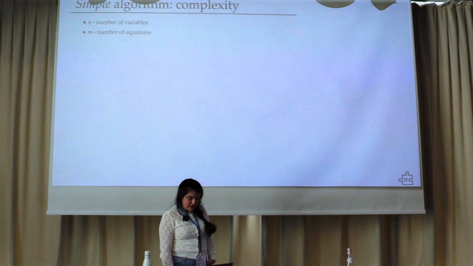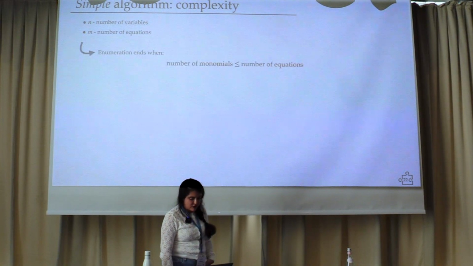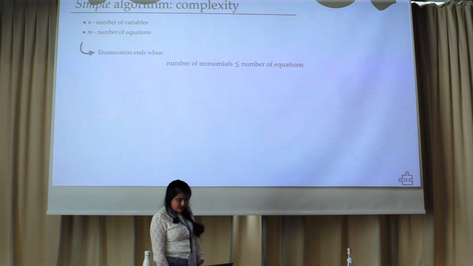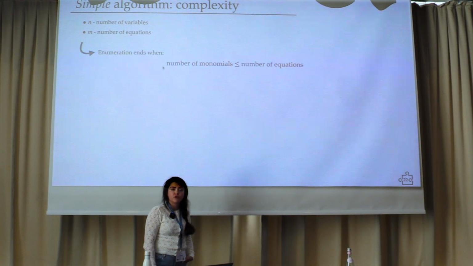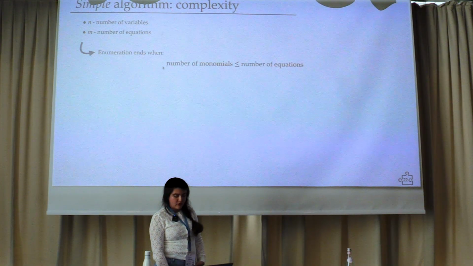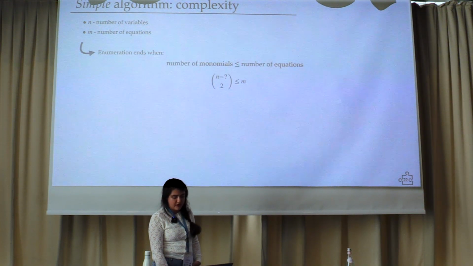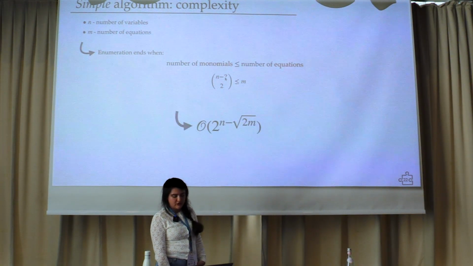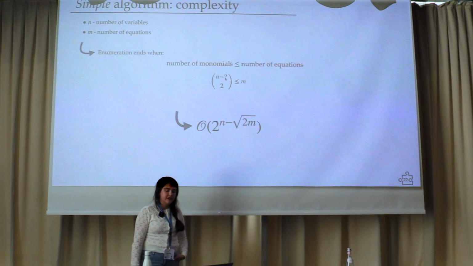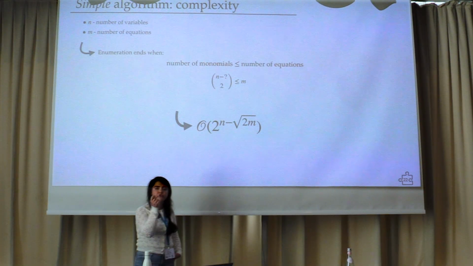So for everything else, finding the complexity of solving is going to be different. So what is the complexity here? If n is my number of variables and m my number of equations, then enumeration ends, as I said, when the number of monomials is smaller than or equal to the number of equations. The number of monomials is the remaining variables choose 2. So how many do we need to enumerate here? Well, it is exactly this: we need to enumerate n minus the square root of 2 times m.